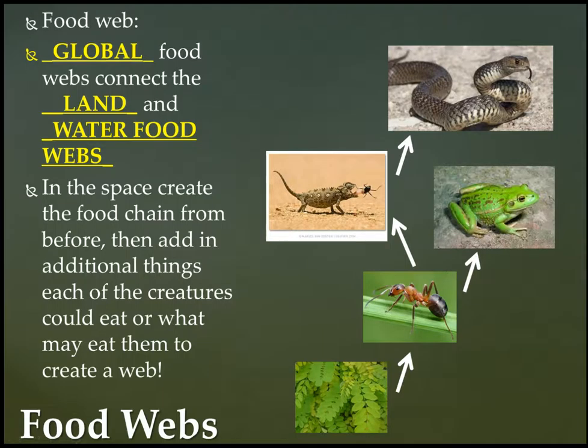Frogs can also eat ants. Snakes can also eat frogs. So we're showing more possible feeding relationships. On your paper, why don't you think of something else a frog can eat? Or maybe something else that eats a lizard? Or something else that might eat ants? Add in some of these things to turn your food chain into a food web.